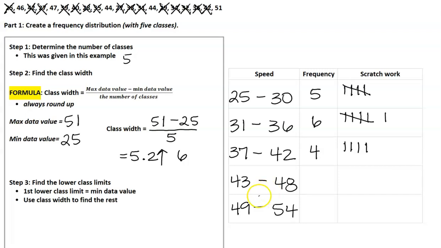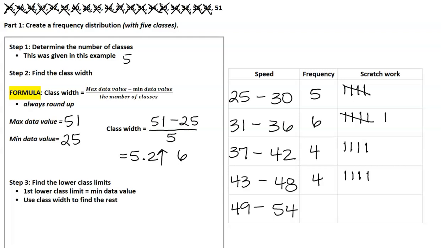The fourth class, we need the numbers between 43 and 48. 46 falls into that category. So does 47. 44 would also be in that category. And we have another 44 that we'll grab. And that is it for the fourth class. So its frequency is 4.